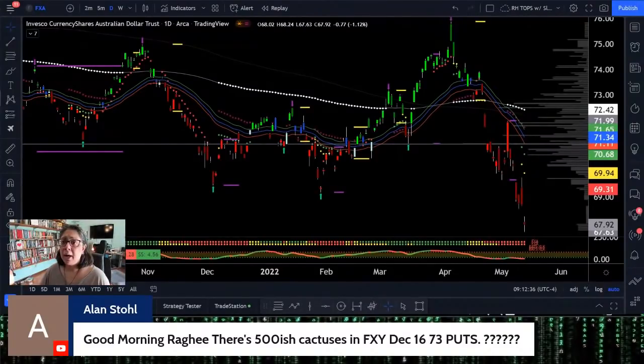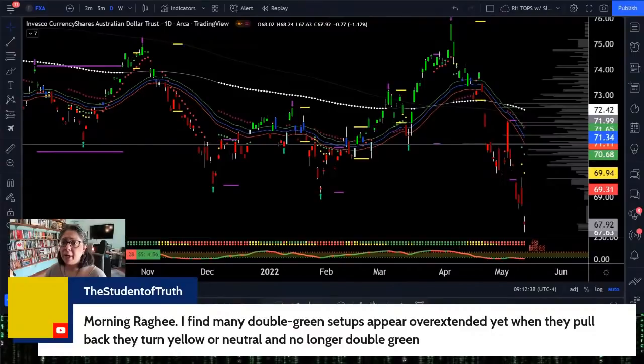All right, next up, let's see here. Student: I find many double green setups appear overextended, yet when they pull back, they turn yellow or neutral and no longer double green. That is not a problem. That is fine, because as long as you're moving with the broader trend, your probability that even if the trend goes neutral, we're going to see a continuation is far higher, and that's not unusual. Blue grab candles, etc.